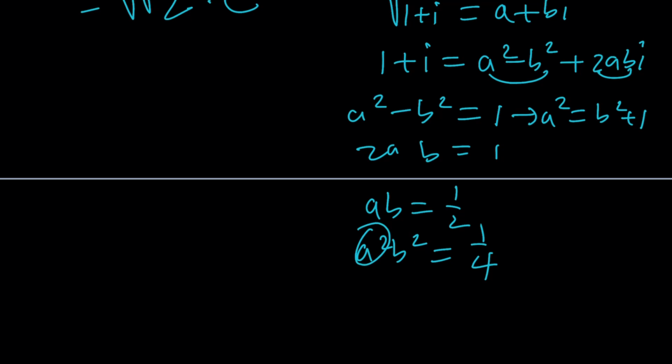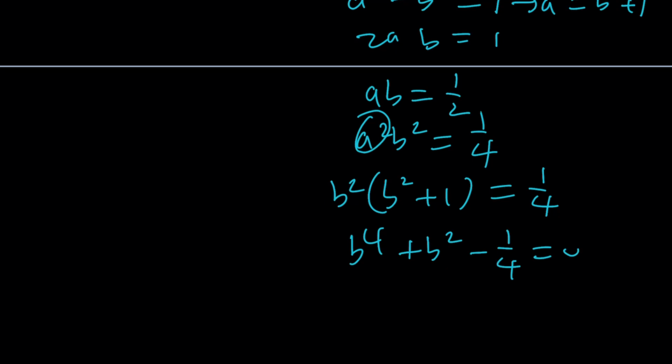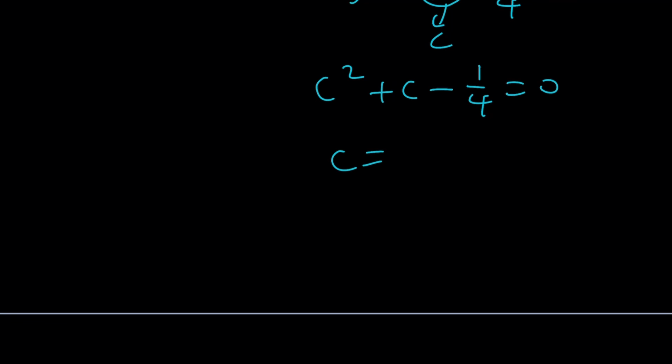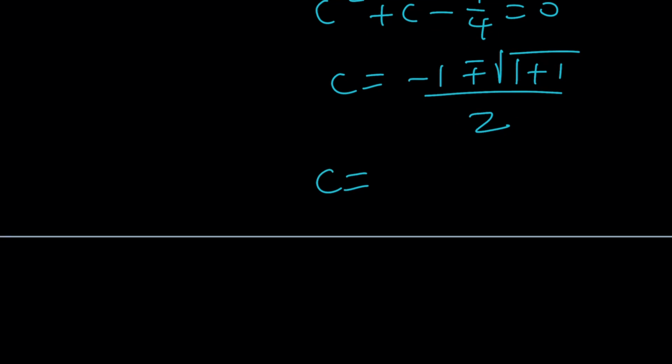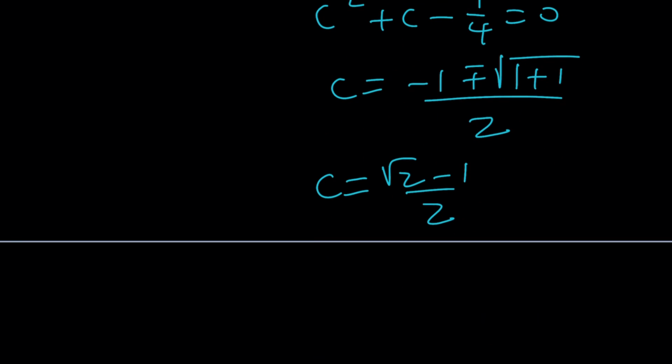If you do that, you're going to get b squared times b squared plus 1 equals 1/4. This is b to the 4th plus b squared minus 1/4 is equal to 0. You can call b squared c, and you get c squared plus c minus 1/4 is equal to 0. From here, c becomes negative b, plus or minus the square root of b squared, which is 1, minus 4ac, which is 1 again, and divide by 2. So c becomes negative 1 plus or minus root 2 over 2, but notice that c is real because b is real, so it needs to be positive, and it just becomes root 2 minus 1 over 2. What is c? C is b squared, so b is going to be the square root of root 2 minus 1 over 2.